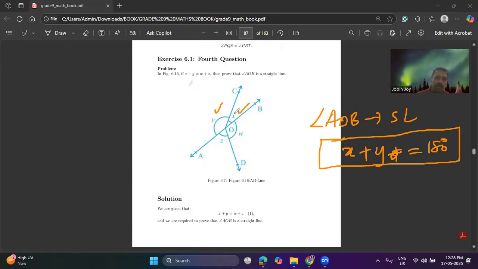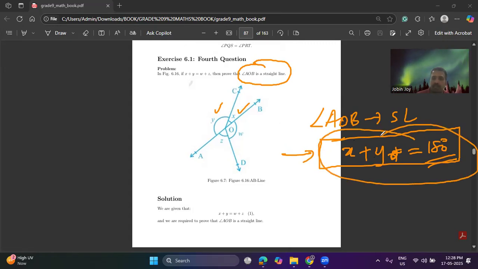We have two angles. When you add x plus y, if you get 180 degrees, then this AOB will be a straight line. Our aim is to prove that AOB is a straight line. So your aim is to prove that x plus y equals 180 degrees. If you get x plus y equal to 180 degrees, then automatically AOB is a straight line, linear pair axiom. So first I will start with the given equation, x plus y equal to y plus z, that is given.